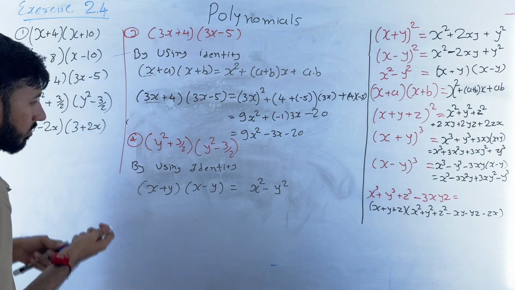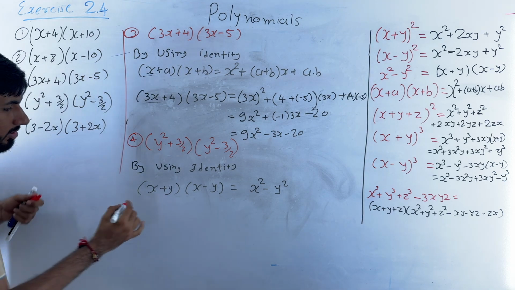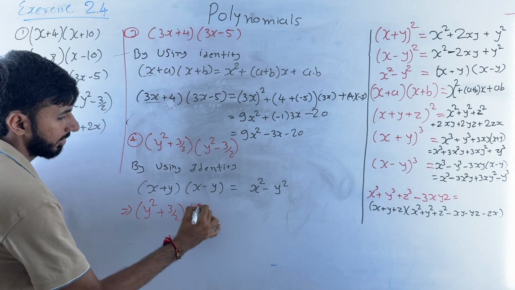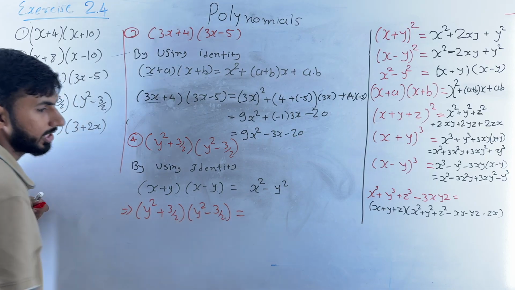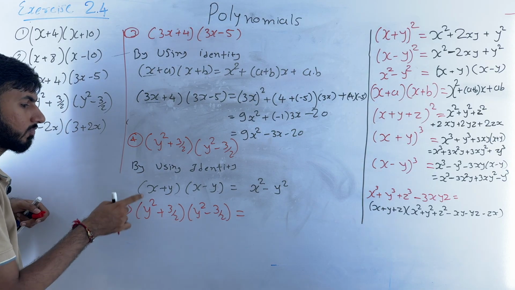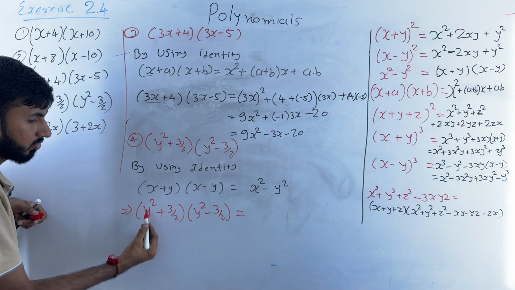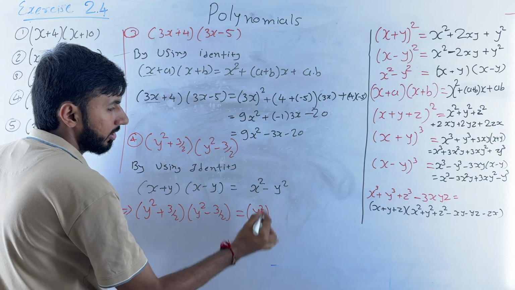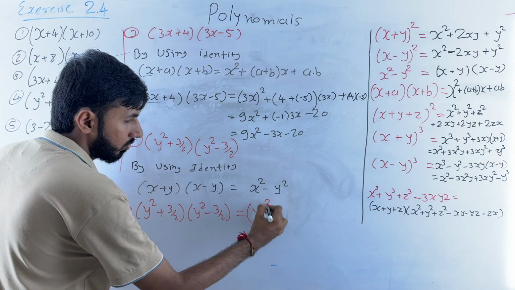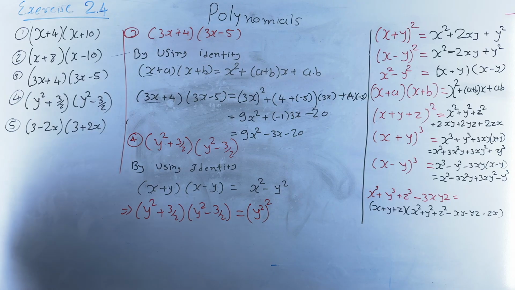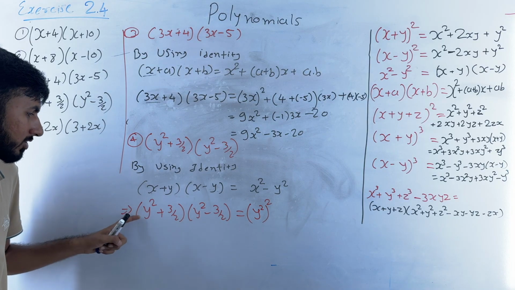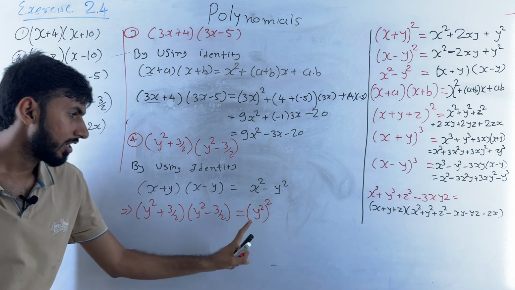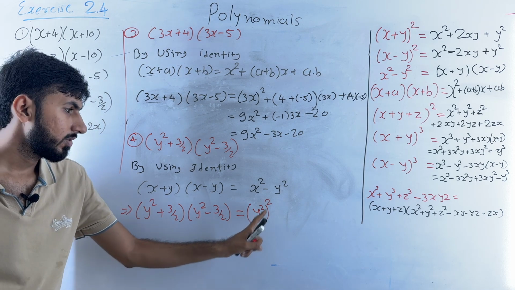Now, after writing this, I can write y square plus 3 by 2 multiply y square minus 3 by 2. My answer will be x. What is in place of x in this question? x is equal to y square, right? So I have to write y square, and my answer is x square. So I have to do a square of y square, right? Because in this question I have y square is equal to x, by comparing the identity. So I have to write the answer as y square, square.